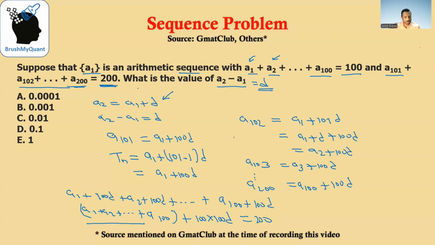Now A1 plus A2 all the way till A100 is equal to 100. From here, 100 plus 10,000D is equal to 200. That means 10,000D is equal to 200 minus 100, so 100, or D is equal to 0.01. So the answer will be option number C.